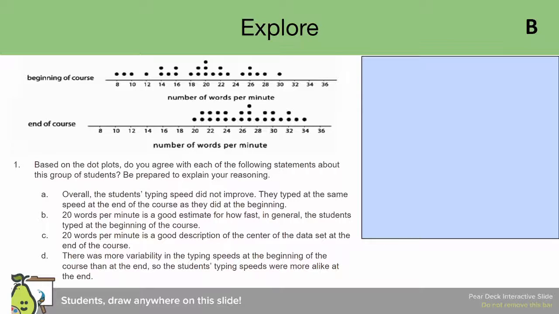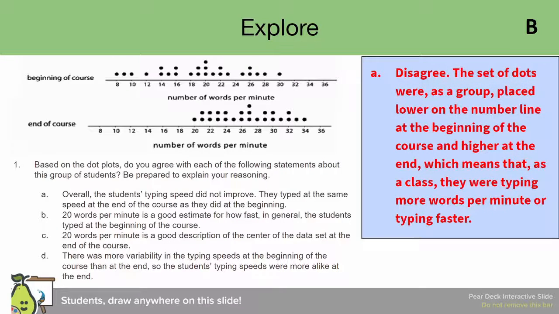So, for part A, overall, the students' typing speed did not improve. They typed at the same speed at the end of the course as they did at the beginning. Interesting statement. What do you think about that? Please pause this video and let me know. What are your thoughts on that statement? Welcome back. Now that you had some time to think about the part A statement, let's begin answering it.